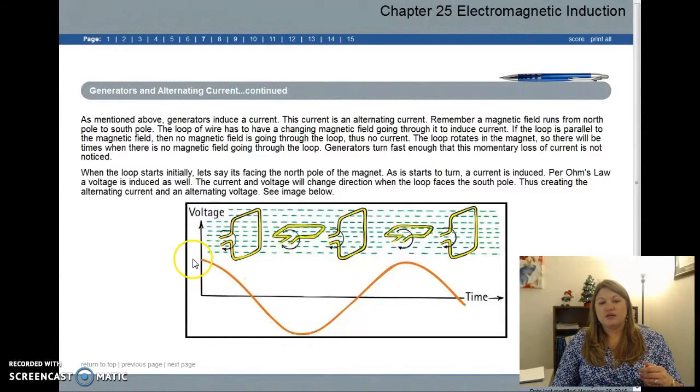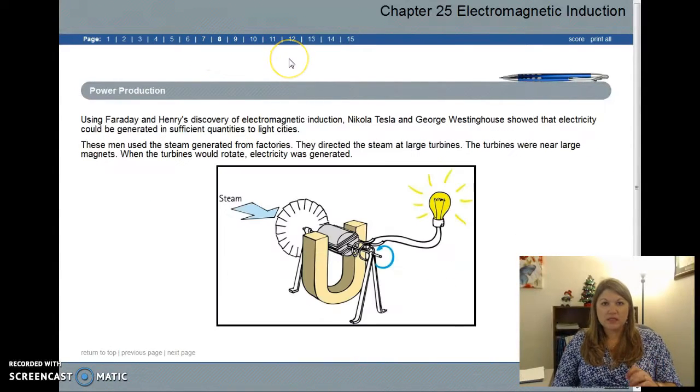So you get alternating current. Current going this way, then flips to zero. Now it's going back up again, down, alternating, up, down, up, down, up, down. That's the way it goes. Generators only create alternating current.